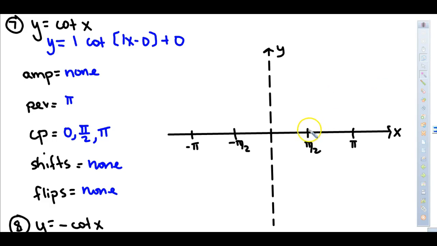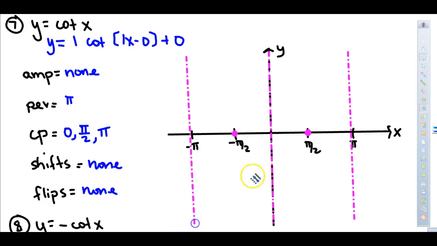The cotangent of pi over 2 is 0. And the cotangent of pi is undefined, so we'll have an asymptote there as well. Oh, I think I need pink, don't I? Yes, of course I need a pink asymptote. Okay, and then follow that pattern on around here. And that's where your asymptotes and points are.